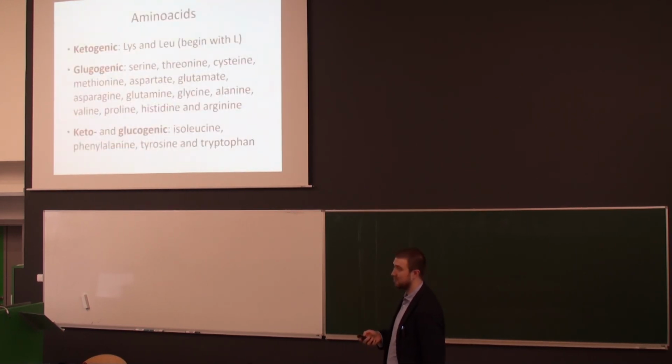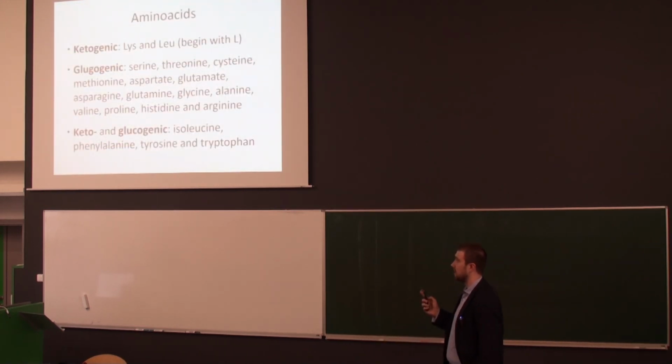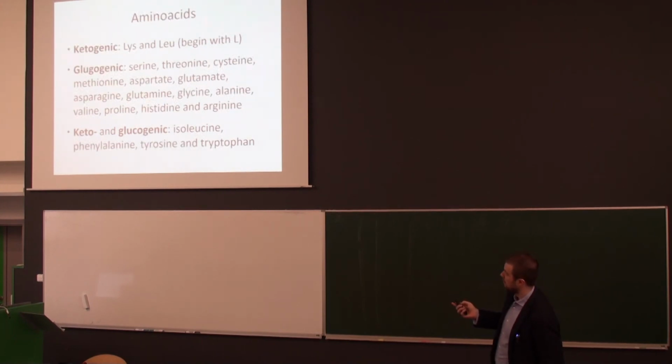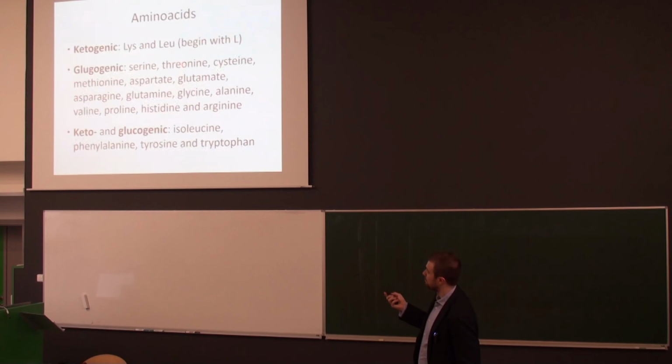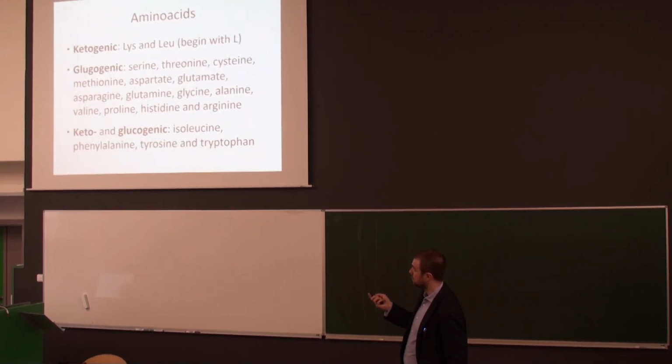Only for you, if you see, really the pathways can be highly variable. If you look at the branched chain amino acids, one is purely ketogenic, that is leucine. Valine is purely glucogenic, and isoleucine is keto and glucogenic.